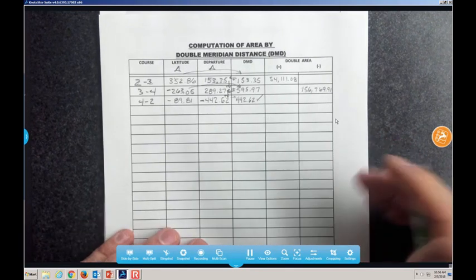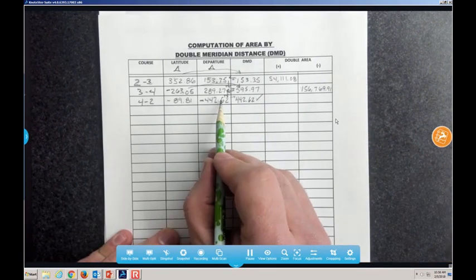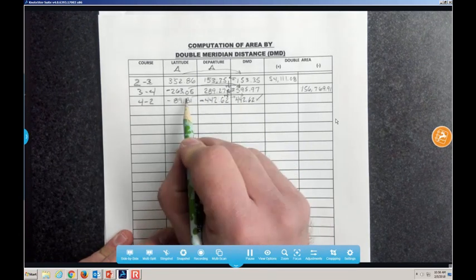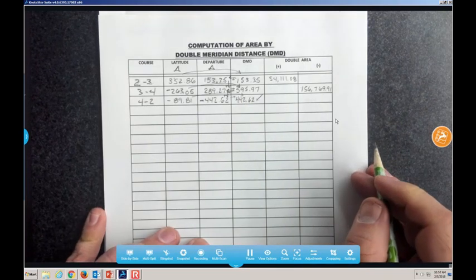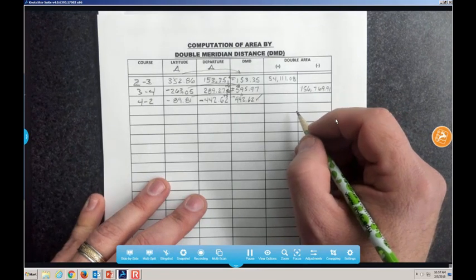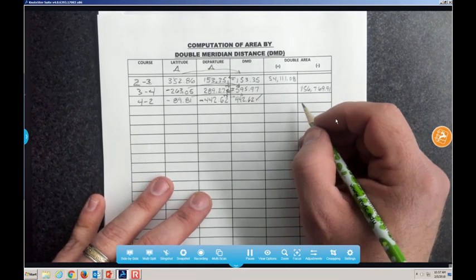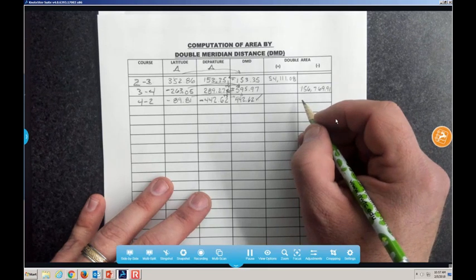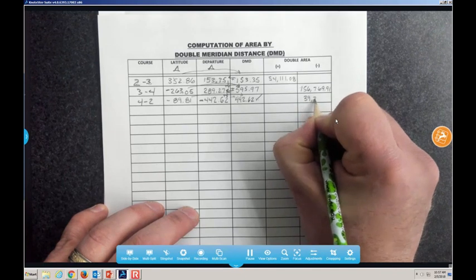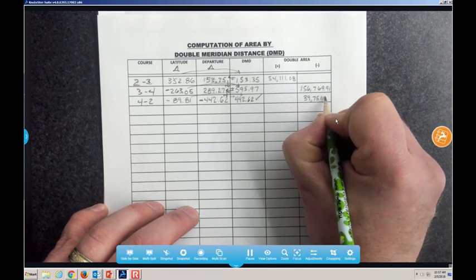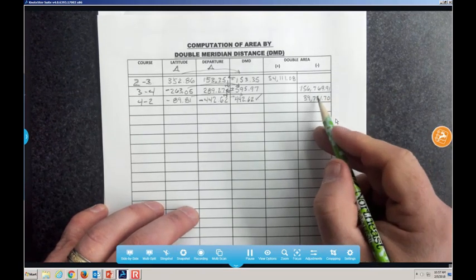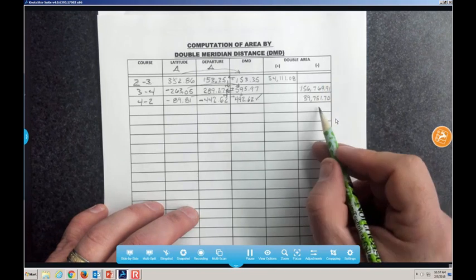Okay. All right, now let's do the next column, and we're going to do the same thing. Latitude times the double meridian distance. So it's 39,751.70. That's a negative. Yep, I put it in the negative column. You don't have to keep the sign because we're putting it in the negative column.